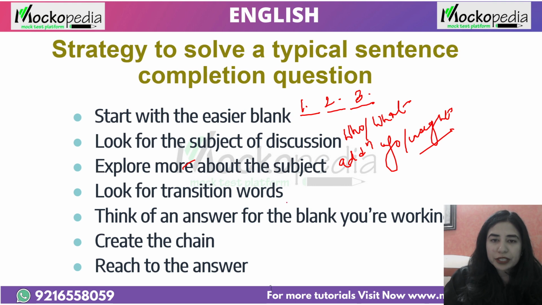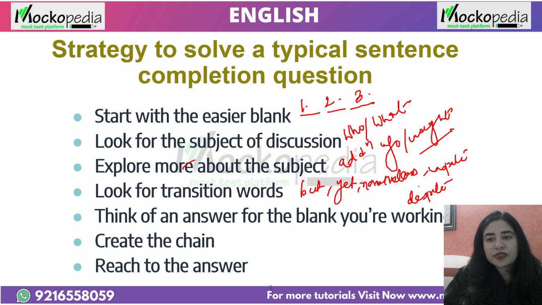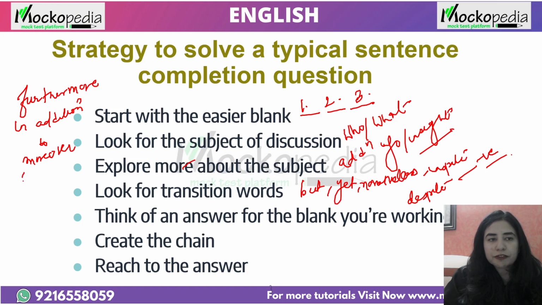Now, next thing is look for transition words. So, what are transition words? Transition words help us understand how the discussion is proceeding. So, there can be words like but, yet, nonetheless, in spite, despite, right? So, all these words will help you understand how the author is taking the discussion in a negative direction. Now, there can be some positive transition words also, like furthermore, in addition to, moreover, firstly, and then secondly, and so on.